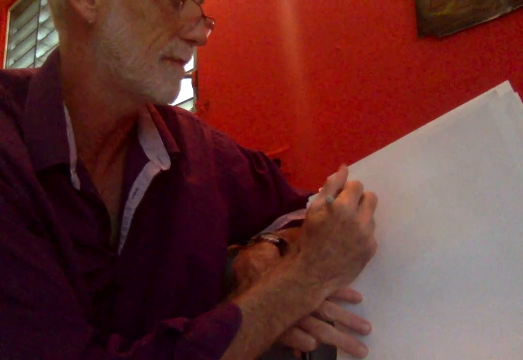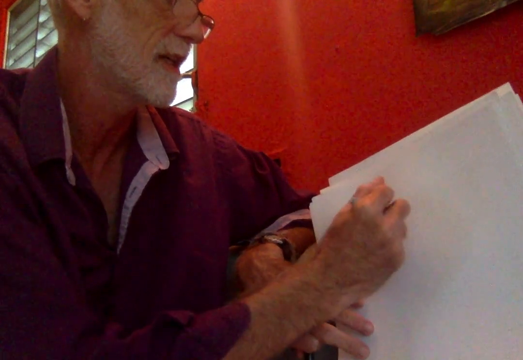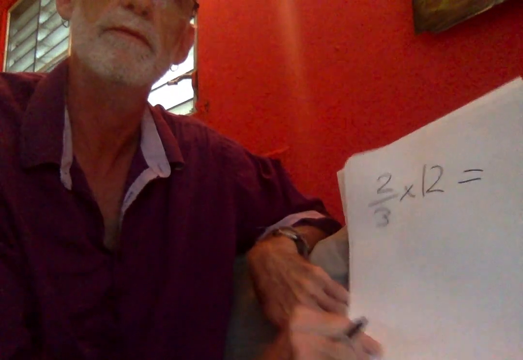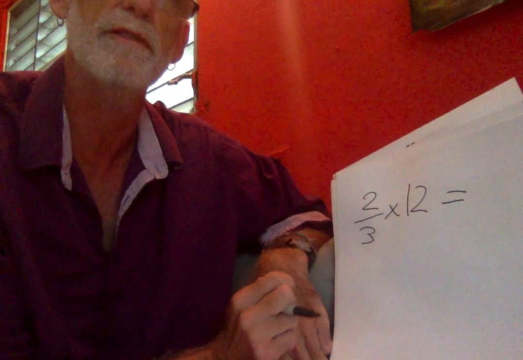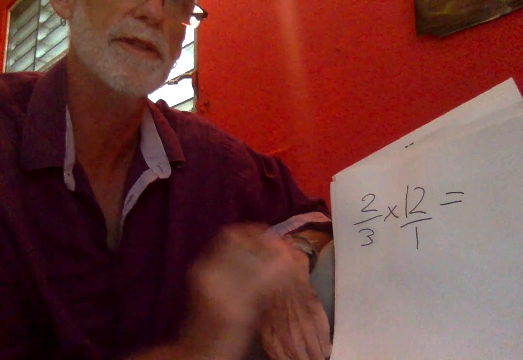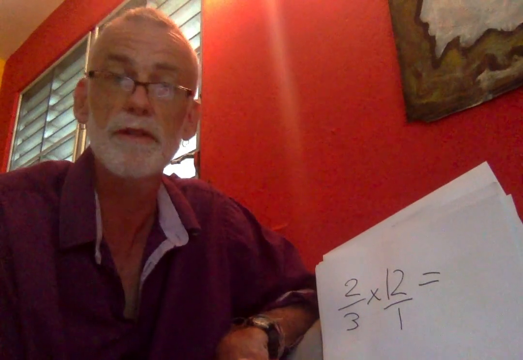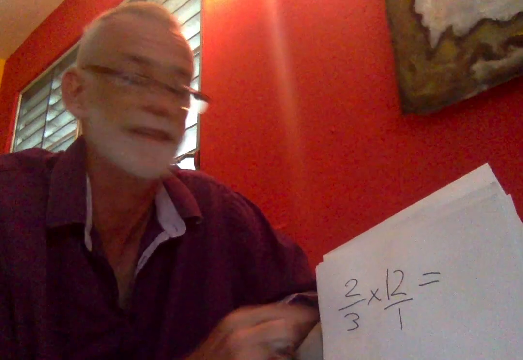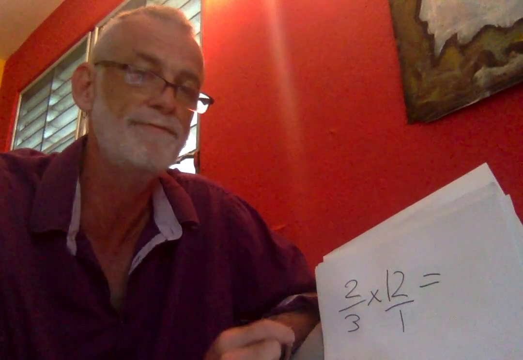7:29. First question was 2/3 times 12. What's the first thing you had to do? First thing you had to do is change this 12 into a fraction. All whole numbers. You can make a fraction just by putting it on top of a 1, because 12 divided by 1 is 12.